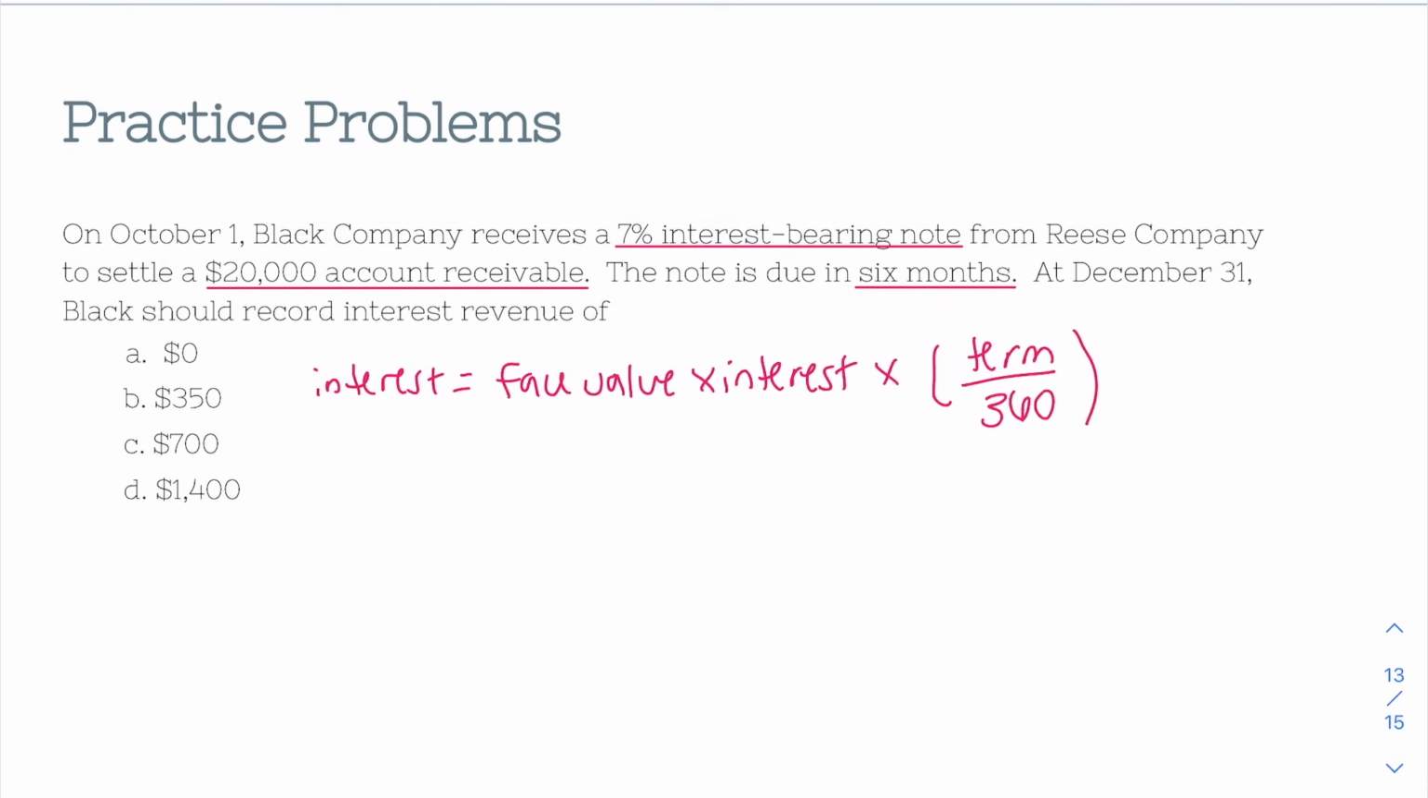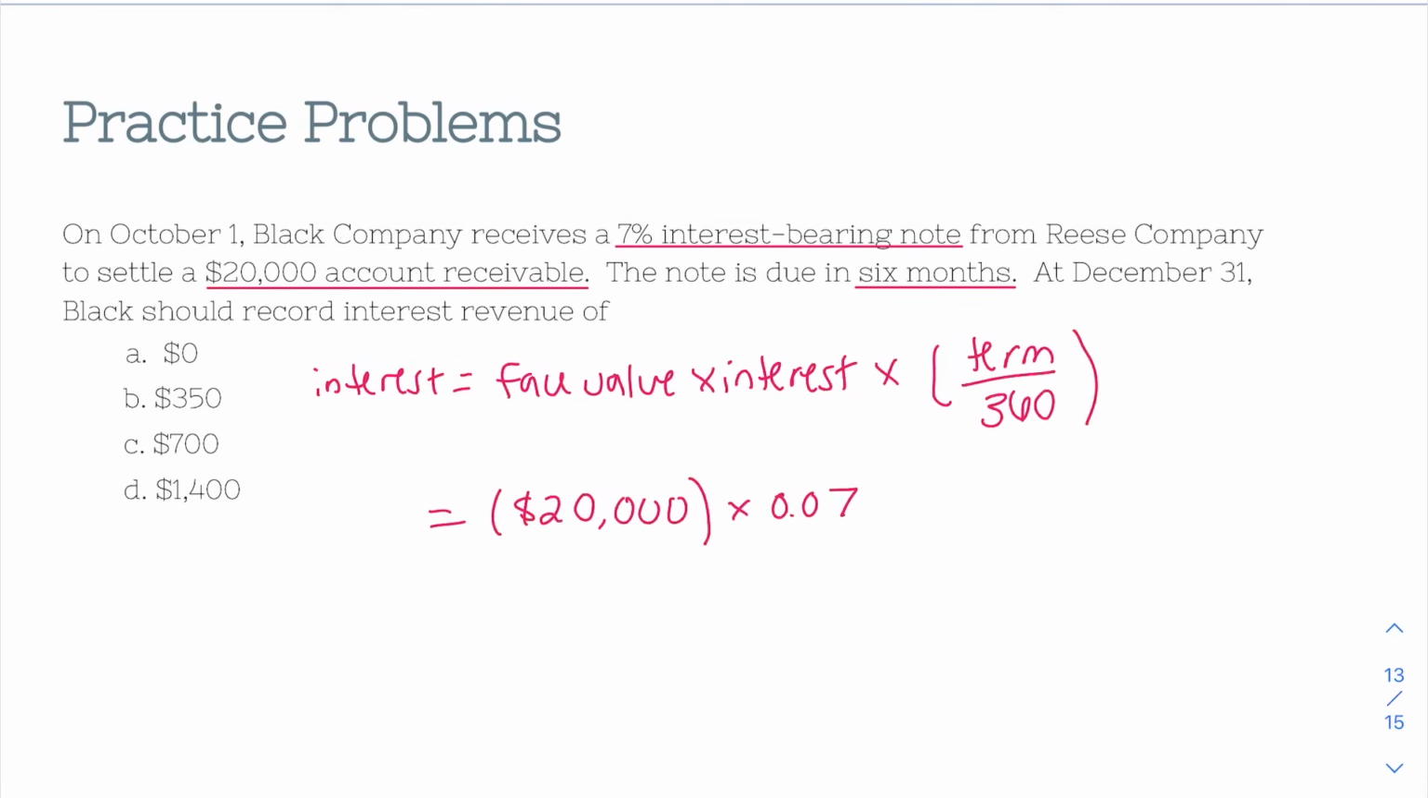So we can fill in some of the values now. So our interest is going to be our $20,000 face value. So it tells us that we received a note to settle a $20,000 accounts receivable. You don't need to worry about that. You just need to know that because we'll handle that in a later chapter. The account is worth $20,000. So that's the face value. And it tells us it's a 7% interest-bearing note. So we are going to multiply that by 7%.